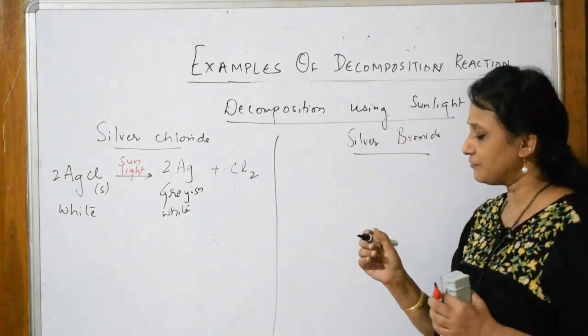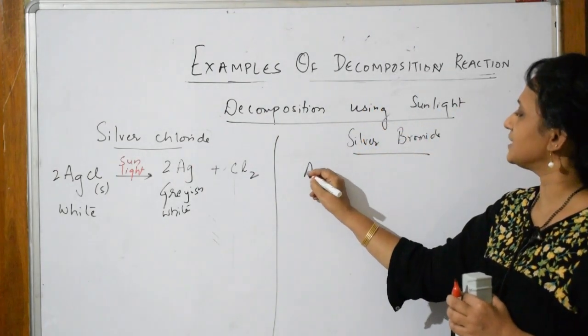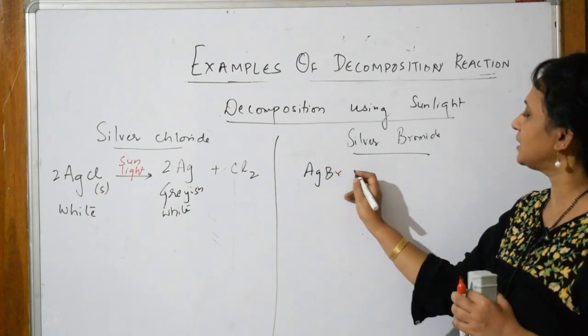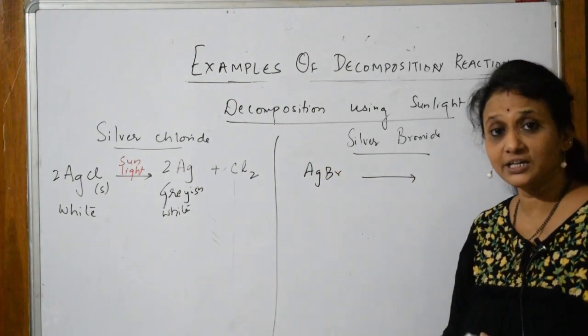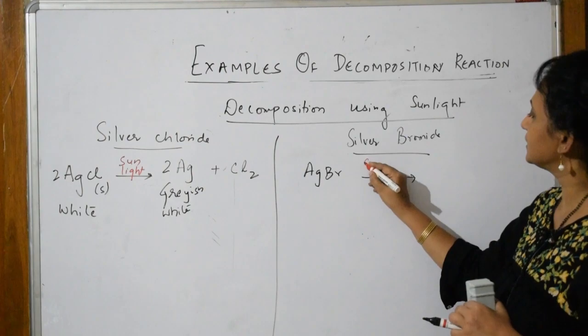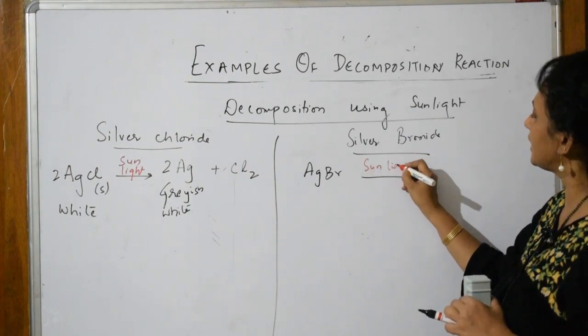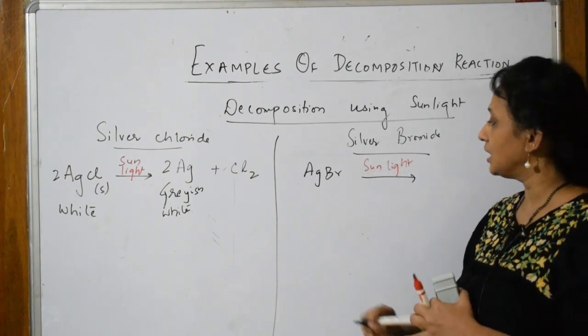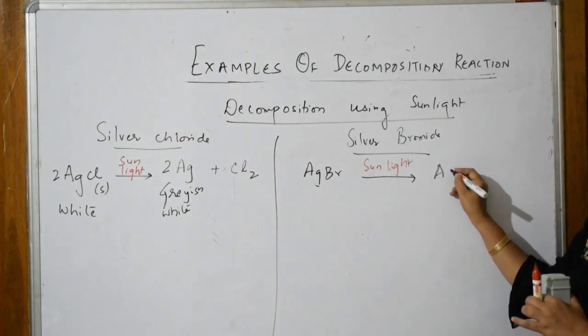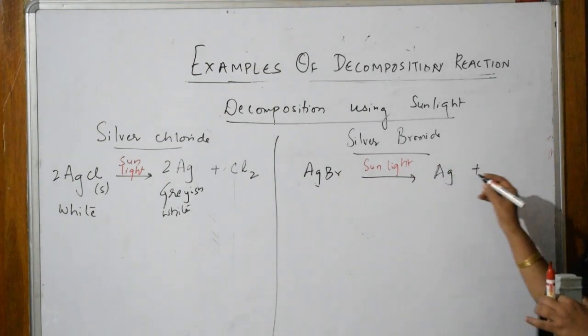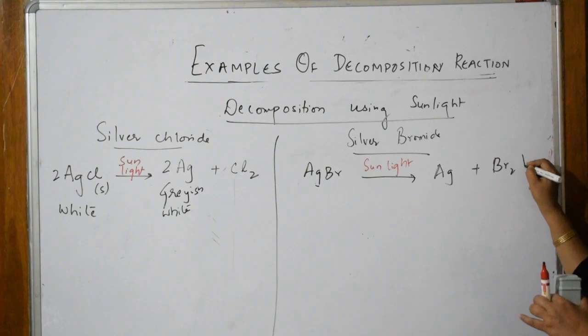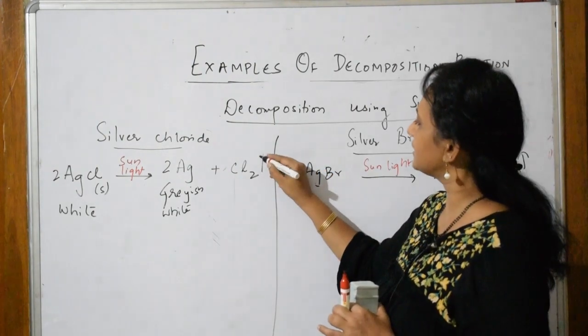The same thing if I take silver bromide. So silver bromide, AgBr, again the same thing. What condition? You should say sunlight. So in the sunlight, it's going to again break up into 2 different atoms. One would be silver, that is the same, and the other is bromine gas which is evolved. Okay, so for gas I have to write this, isn't it?